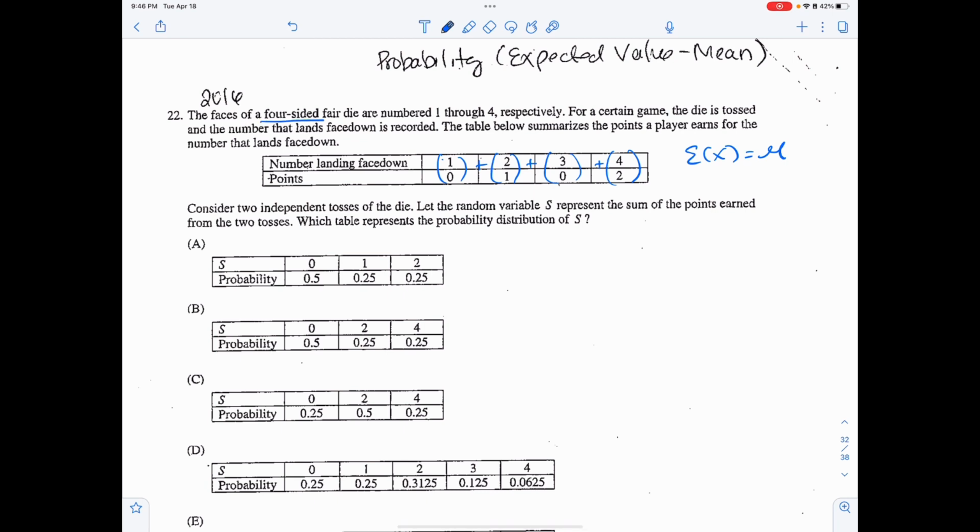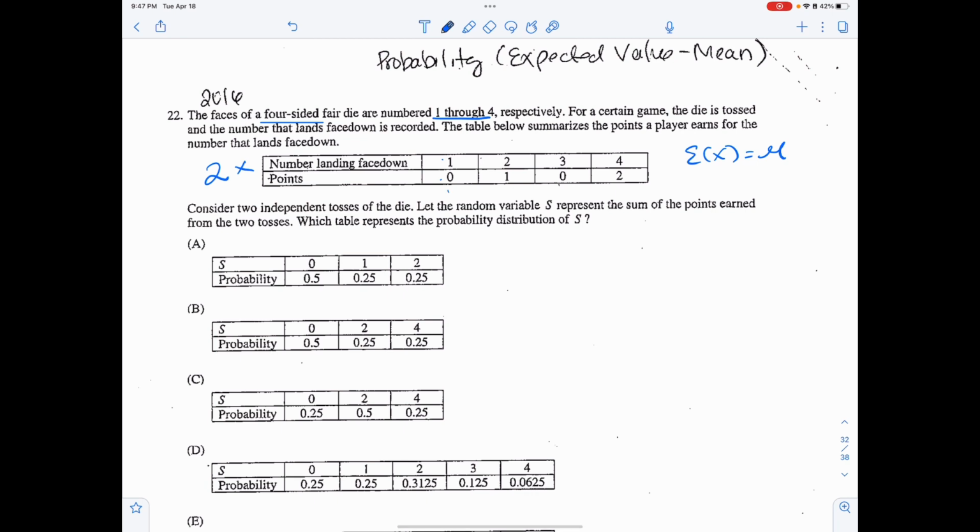The faces of a 4-sided fair die are numbered 1 through 4. For a certain game, the die is tossed and the number that lands face down is recorded. The table below summarizes the points earned. If they roll a 1, they get no points. Roll a 2, they get 1 point. Roll a 3, no points. And roll a 4, they get 2 points. Consider 2 independent tosses, so they're doing this 2 times. Let the random variable S represent the sum of the points earned from the 2 tosses. What's the probability distribution of S?